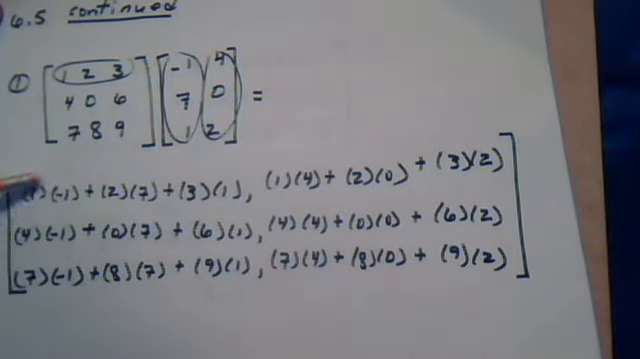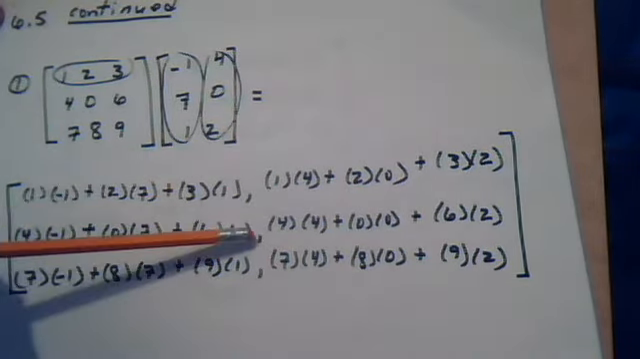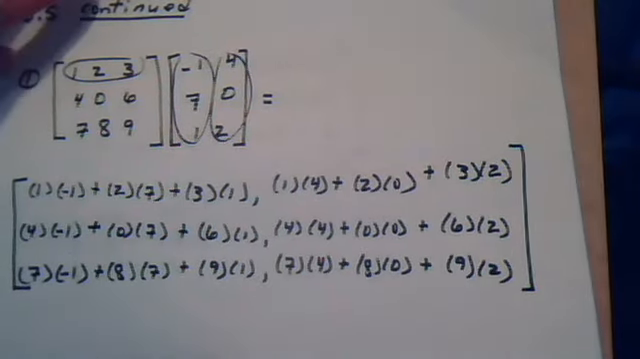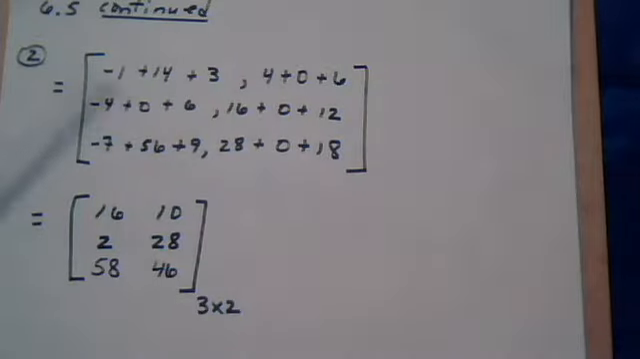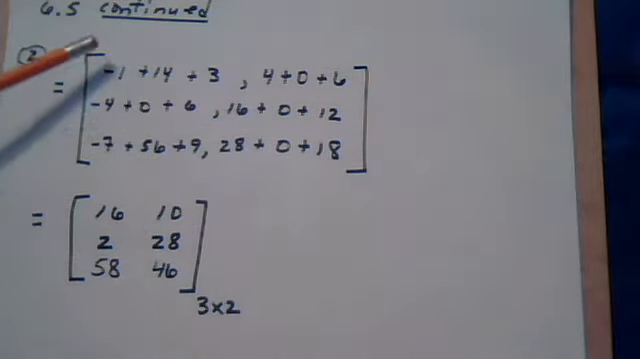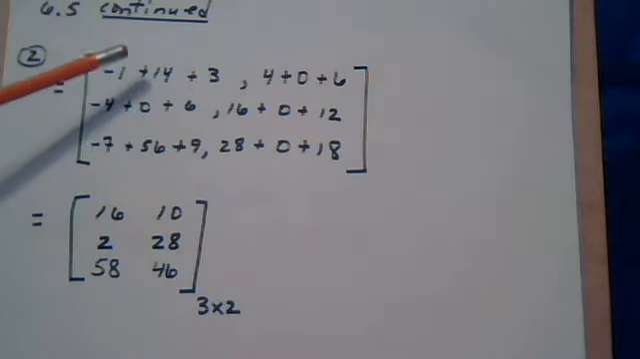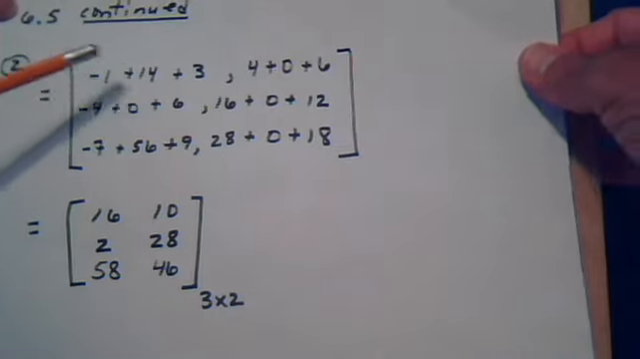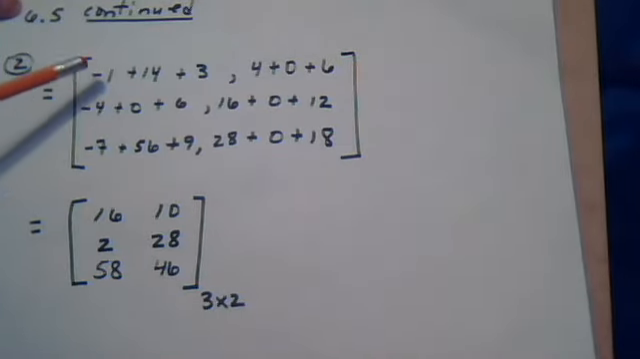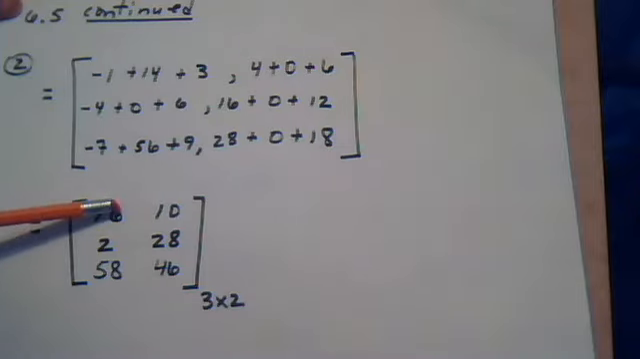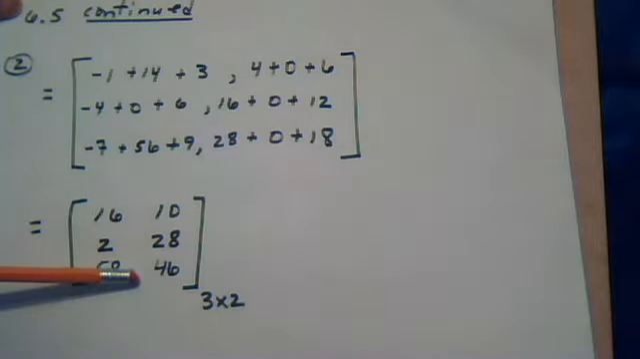Now what we're going to do is each of these groups that are divided by the comma are going to turn into one number. So you simplify, you do your multiplications, and this is what we have. Now do your addition. So -1 plus 14 plus 3 is 16. So you put a 16 here. Notice you don't put the commas anymore.